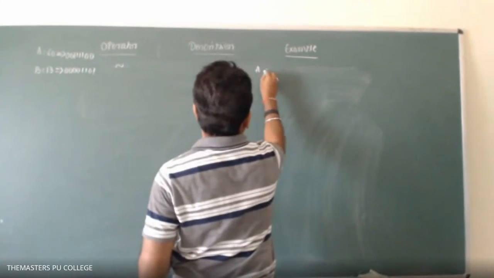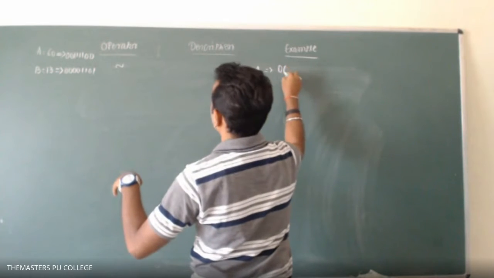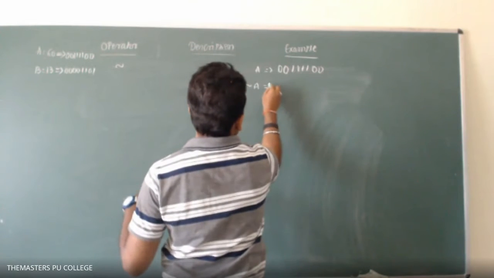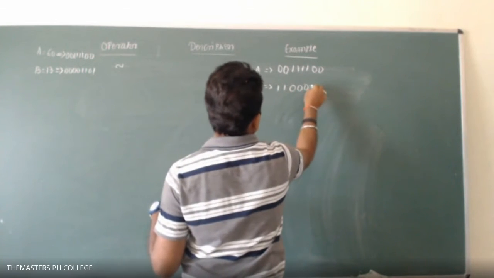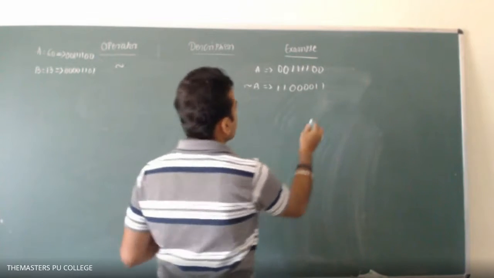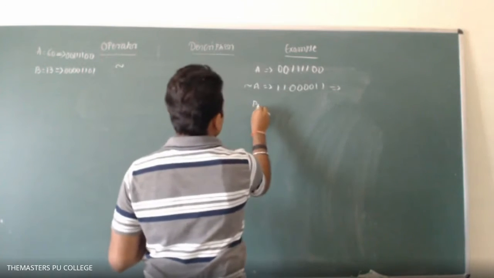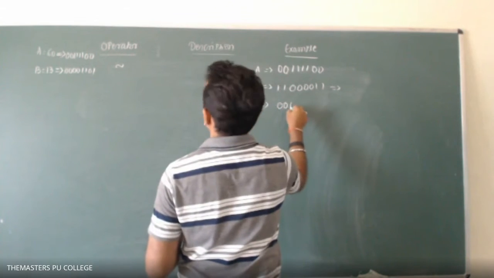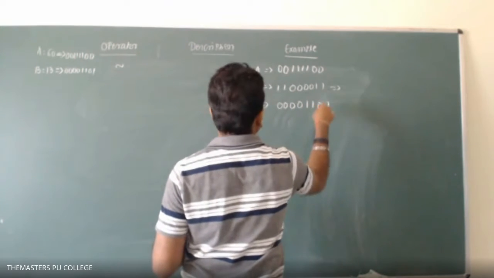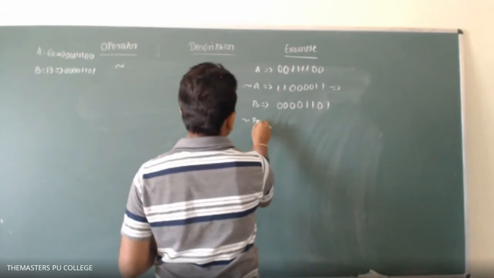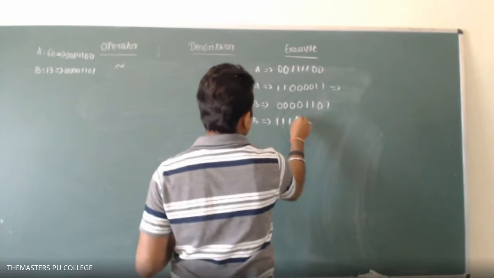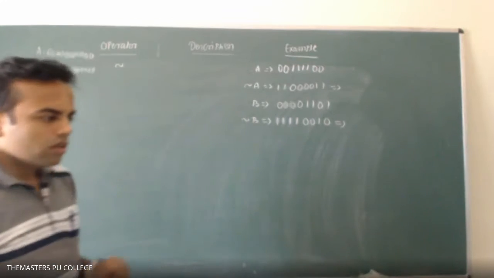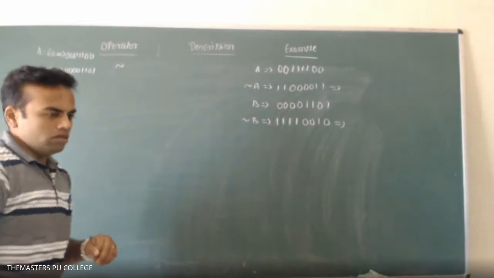So I'll take A first. What is the A value? 0 0 1 1 1 1 0 0. So the complement is 1 1 0 0 0 0 1 1. What is its decimal equivalent? Check it out. And then B. What is the binary equivalent of B, 13? 0 0 0 0 1 1 0 1. So the complement of B is 1 1 1 1 0 0 1 0. What is the decimal equivalent? Check it out for both NOT A and NOT B.